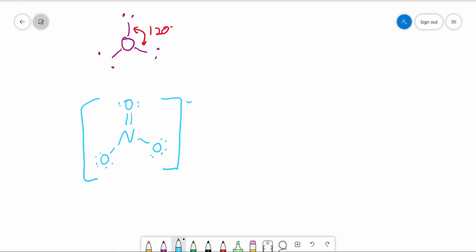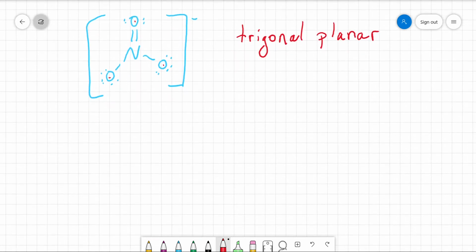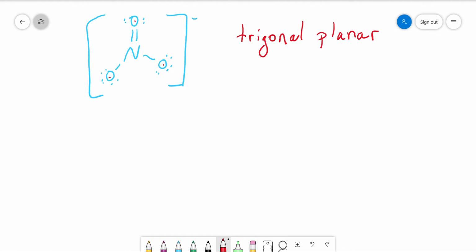Notice that this forms a triangle, okay? And it forms a triangle that all lies in one plane. So we call this trigonal planar. In other words, if we have three things forming a triangle, there's three oxygens, they will lie flat in one plane. Basically, they are in the plane of the computer screen here. Or another way to think of it is I could take a slice through this molecule and I could slice all three oxygens and the nitrogen all at the same time. That is trigonal planar.